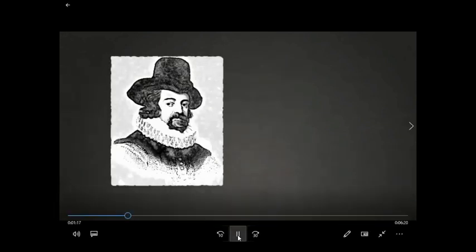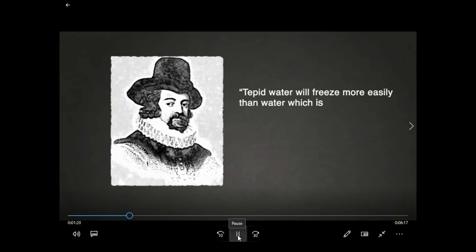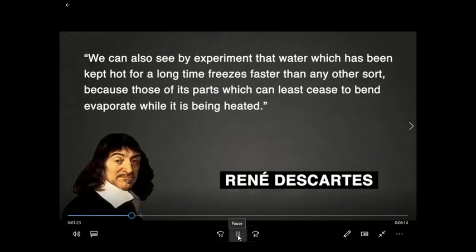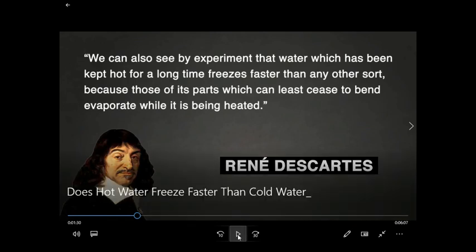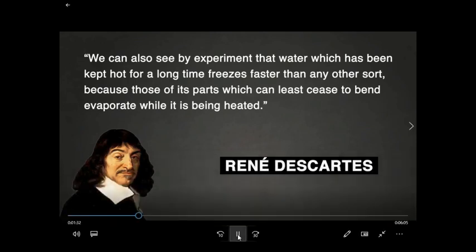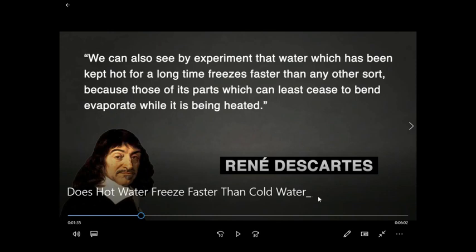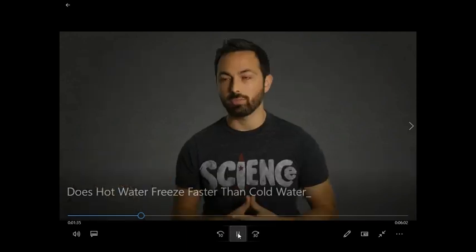Sir Francis Bacon wrote, "Tepid water will freeze more easily than water which is altogether cold," and Descartes, in his essay on meteorology, states, "We can also see by experiment that water which has been kept hot for a long time freezes faster than any other sort, because those of its parts which can least cease to bend evaporate while it's being heated." So, of the different theories that he's going to go on about, evaporation of water is one of those. The parts which can least cease to bend. It's like, what? Sounds like pseudoscience to me. But the observation that hot water freezes faster has a long and illustrious history. But what is the physics behind it?